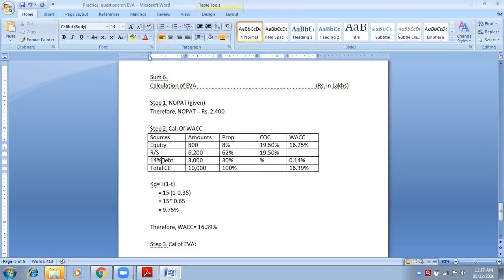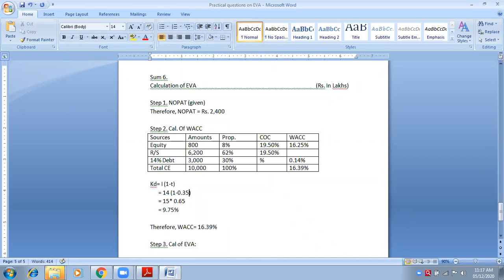So interest on debt is already given as I. 14% is already given. But I can't write 14% here. Why? Because it is pre-tax, but I want it post-tax. So I will have to convert it with the help of the formula of KD. What is the formula of KD? I into 1 minus T. I is 14. T is, how much is T?